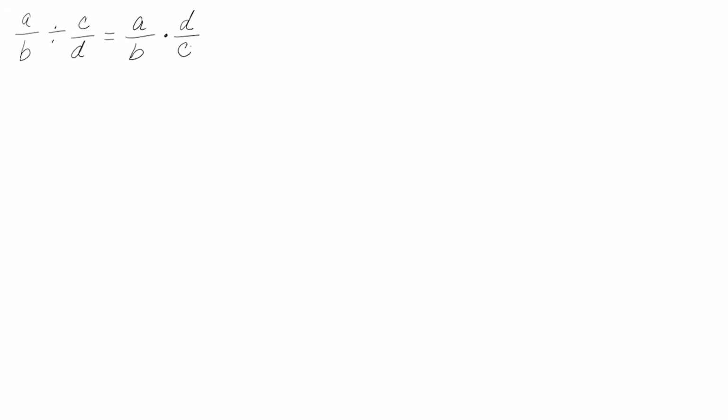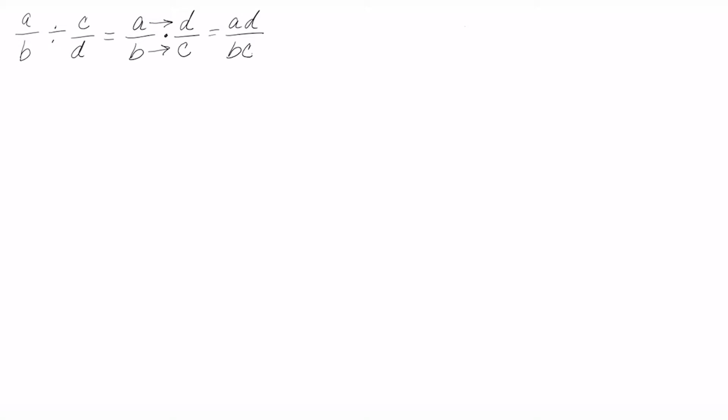So we're going to keep the first fraction the way it looks, and then we're going to turn over the second fraction, then we're going to multiply. So when we multiply, we're going to do top times top. So that's going to give us AD over BC.